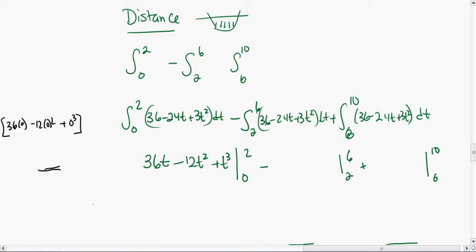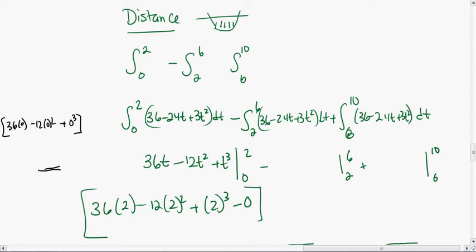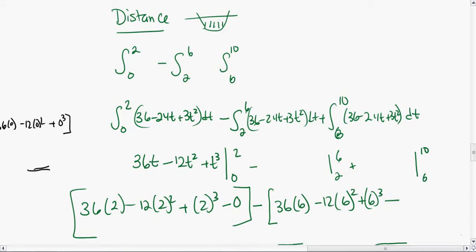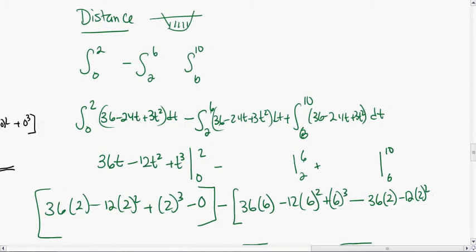All right, so this is just a bit of computation. So 36 times 2 minus 12 times 2 squared plus 2 cubed. When I plug in 0, I'm just going to get 0. So I know I'm subtracting 0 here. That'll be my first round of evaluating. Then I'm going to subtract 36 times 6 minus 12 times 6 squared plus 6 cubed, minus, right, I still have to plug in the 2, minus 36 times 2 minus 12 times 2 squared plus 2 cubed. Put that in parentheses.